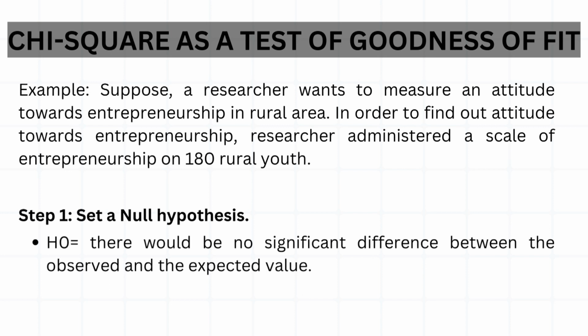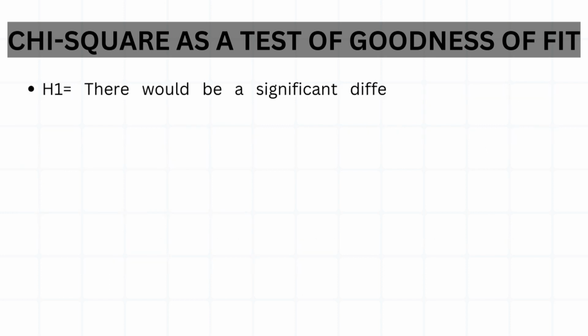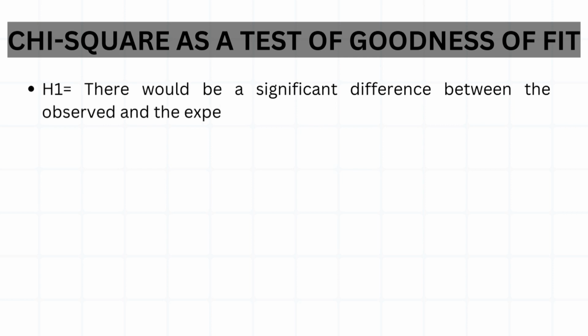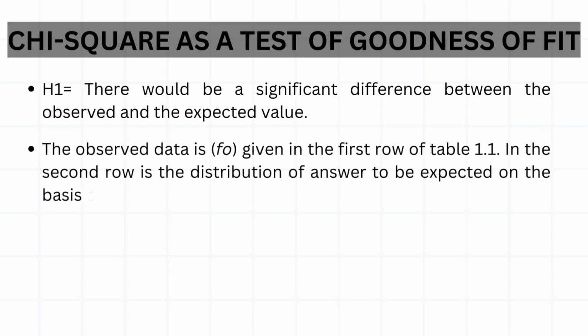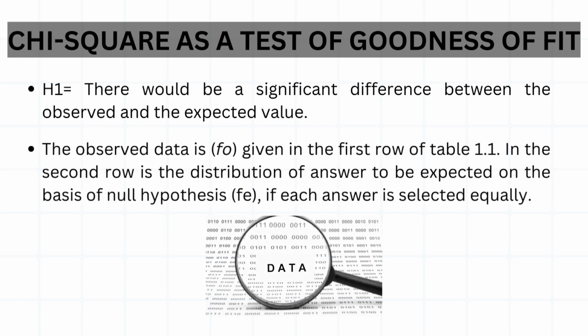frequency. And what would be the alternative hypothesis? This is denoted by H1, and it would be that there would be a significant difference between the observed and expected frequency. Now, the observed data is given in the first row of table 1.1, and the second row is the distribution of answers to be expected on the basis of the null hypothesis, if each answer is selected equally. So, this is our first step, we have to set a null hypothesis.